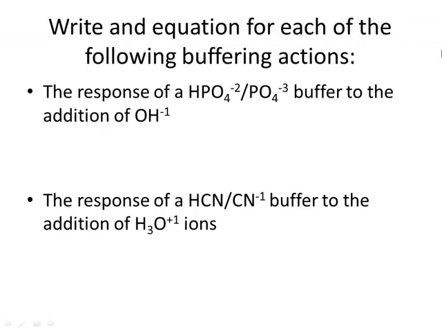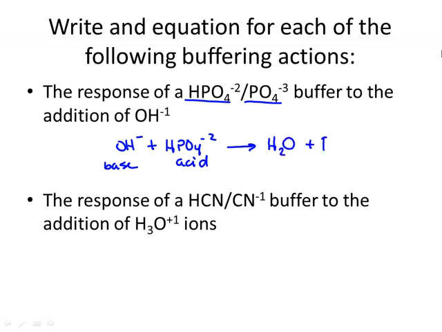Write an equation for each of the following buffering actions. The response of an HPO4 negative 2, PO4 negative 3 buffer to the addition of hydroxide. So hydroxide is added. It's going to react with the best acid available. I look up here and I see no acidic hydrogens on this one, but this one does, so that's going to be my acid. And now it's just Bronsted-Lowry. Here's my base, here's my acid. What happens? Well, the acid gives up its H. I get H2O and PO4 negative 3.